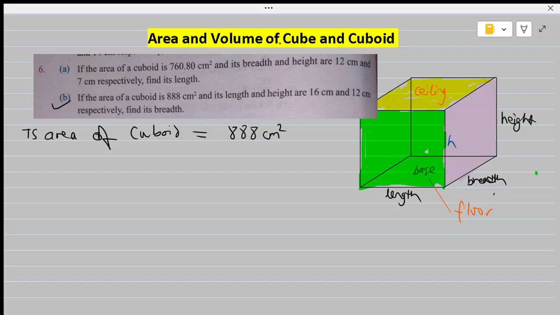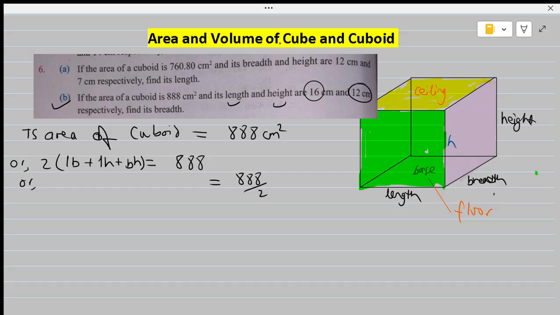Now this formula we keep: 2 times LB plus LH plus BH, equal to 888. Now this 2 will go down for dividing with 888. And now the other values: breadth, length and height were given. Length is 16, height is 12. So in place of length we keep 16 into breadth, which we need to find. Length again 16, and height we are given 12. And then breadth we need to find and height 12.